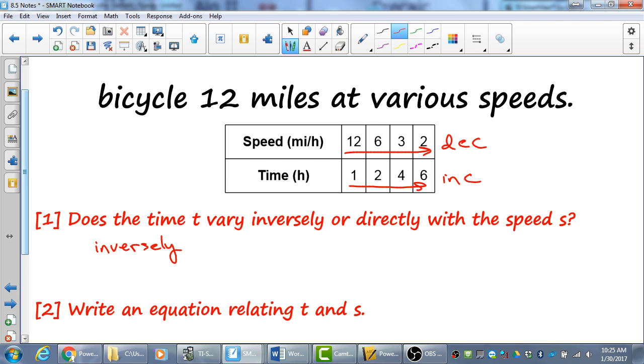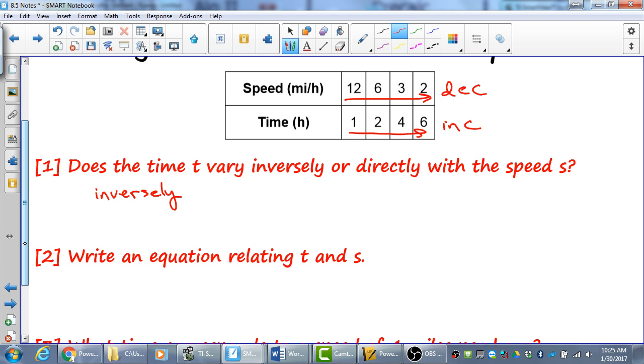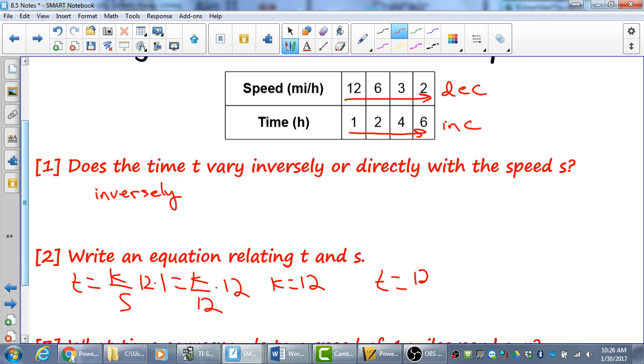Write an equation relating t and s. So we have time and speed, so let's go with time is equal to k over speed. They're an inverse relationship. Write an equation, but you got to replace k. K is not a variable, k is a number. So we need a number there. You can pick any one you want. If time is 1 is equal to k over the speed is 12. Multiply both sides by 12, and it turns out that k is actually 12. If k is 12, then the equation is time equals 12 over speed.